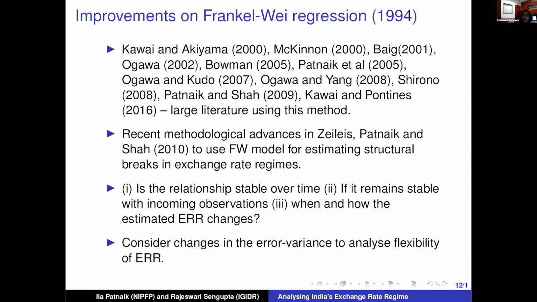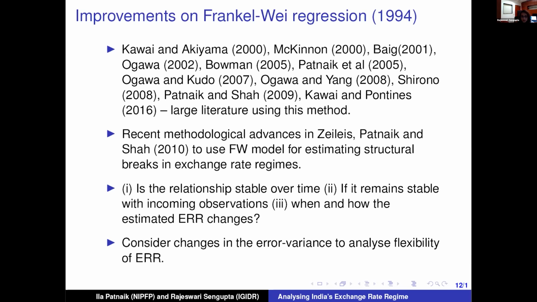Now, as I said, there's a large literature that has sprung up on the basis of the Frankel and Wei regression since 1994, and I've just mentioned some of these papers. However, over the last few years, there has been a significant methodological innovation by Zeileis, Patnaik, and Shah, where they use the Frankel and Wei regression model for estimating structural breaks in exchange rate regime. While the Frankel and Wei regression can be estimated over any period of time, it's a priori difficult to know the correct window over which it can be estimated, because we don't really know the regimes a priori, neither do we know at what point the central bank is intervening, or what point the shocks are hitting it.